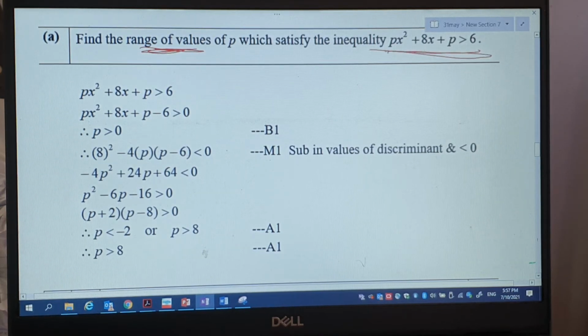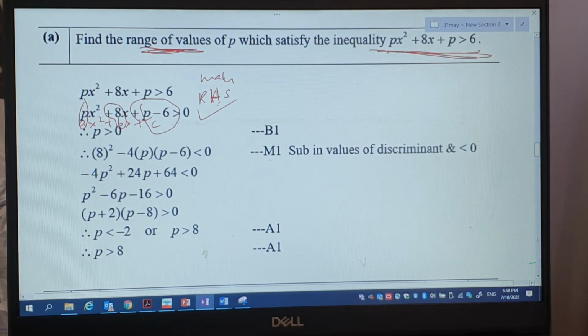We cannot solve this when this is not 0. So the first thing is to make the right hand side 0. Now, can you see that this is in the form ax squared plus bx plus c? This whole thing is your c, this whole thing is your b, and this whole thing is your a.